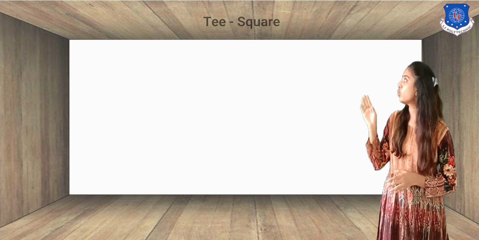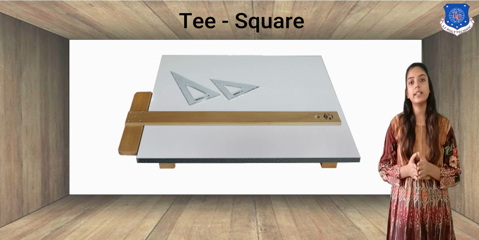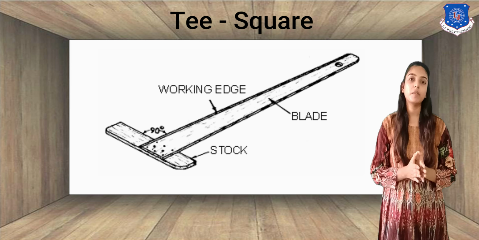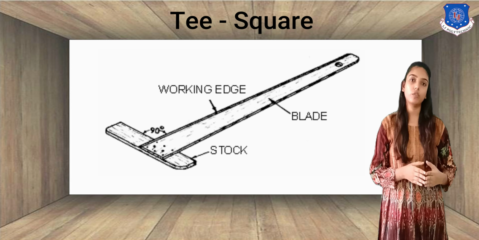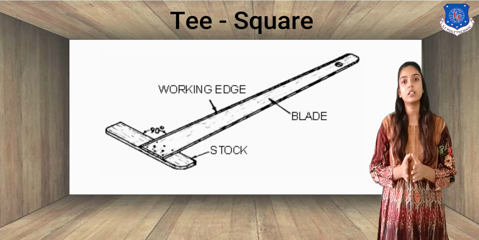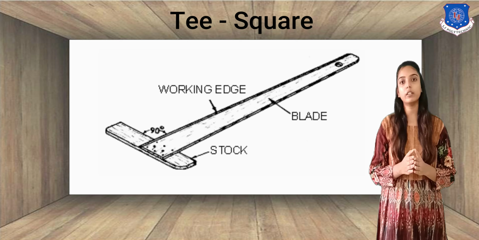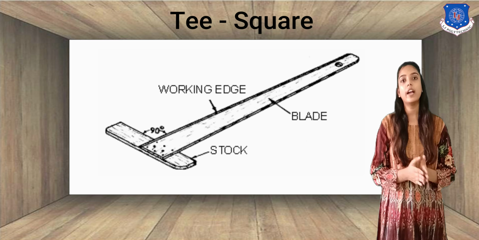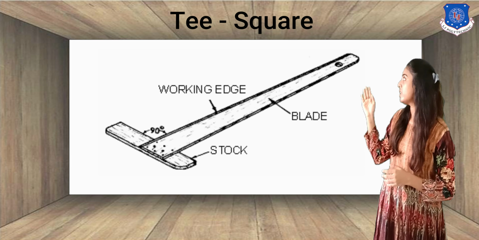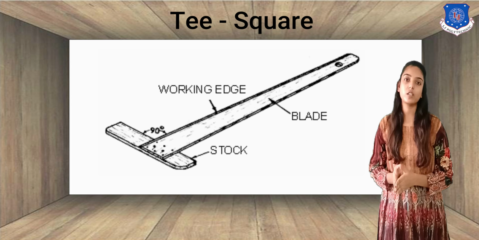The next instrument is the T-square. The T-square is made out of wood, steel and plastic. There are mainly two parts of the T-square, a head and the blade. The head will always be on the edge of the drafting board and the blade is used for the movement. As you can see on the screen, a sketch of a T-square.